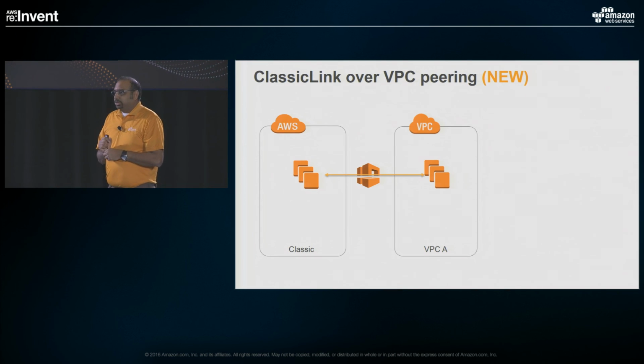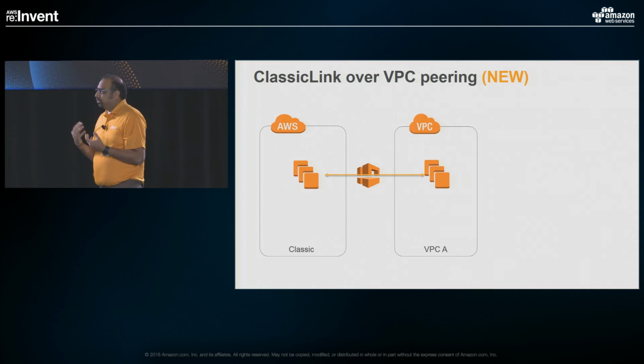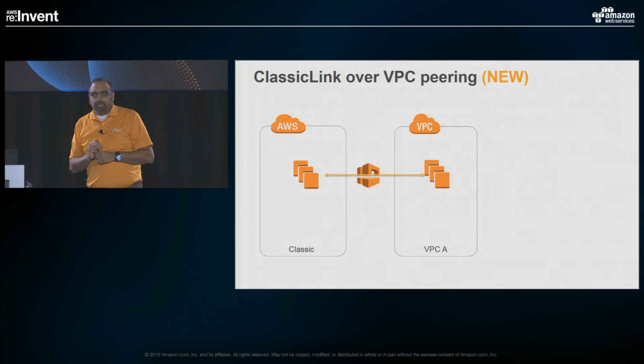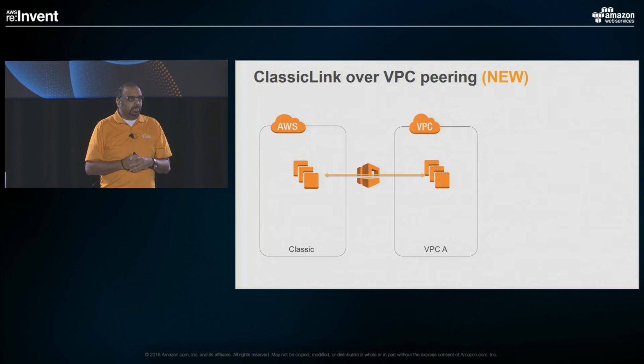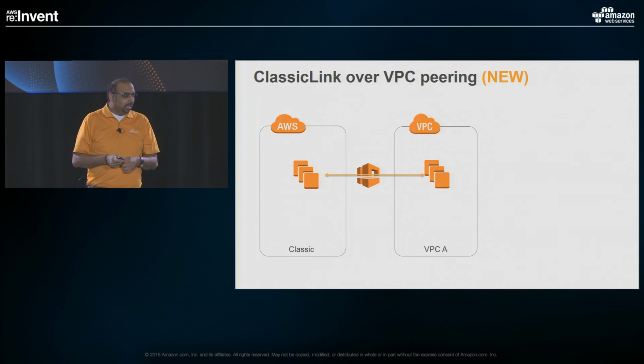Another feature that we've launched is Classic Link over peering. I'll spend just a couple of minutes on this. What you see on the screen here is your Classic. When you have Classic talking to VPC, you have Classic Link for communication. If you look at the VPC's routing table, you basically have a route entry for 10/8 pointing to the Classic Link.